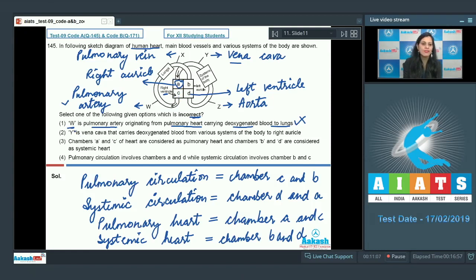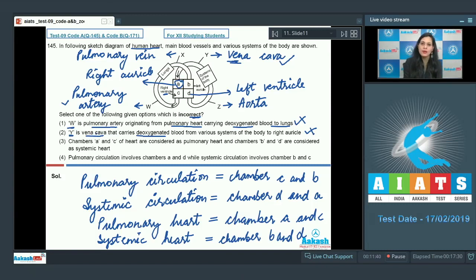The next option given is Y is vena cava. And yes, this is true. That carries deoxygenated blood from various systems of the body to right auricle. And as it is also a correct statement, this cannot be a correct answer to our question, because this is vena cava, which carries deoxygenated blood from systems of the body to chamber A or right auricle of human heart.